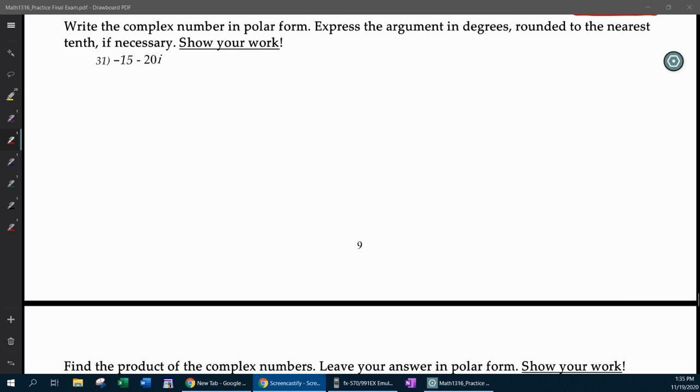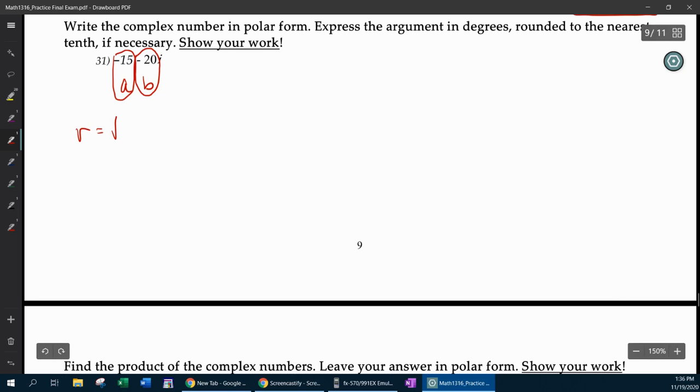Let's get started. 31, write the complex number in polar form. Express the argument in degrees. Round to the nearest tenth if necessary. So what we have here is a complex number in rectangular form. We can see the value of A is negative 15, and the value of B is negative 20, and we're going to need to find R and theta. So we have formulas to calculate R. That's the square root of A squared plus B squared, and theta would be the inverse tangent of B over A.